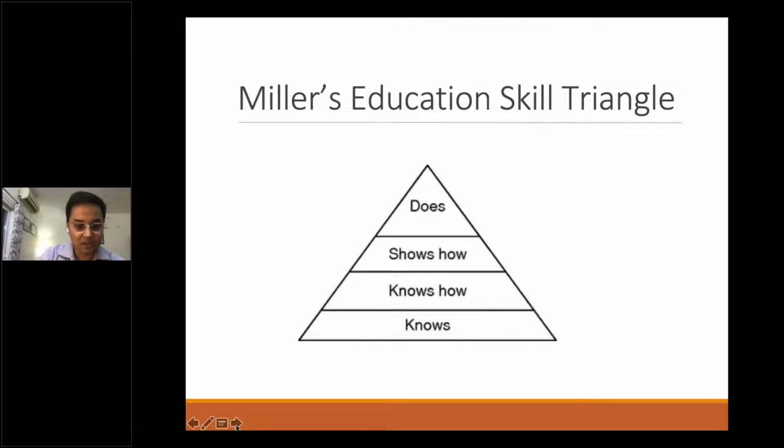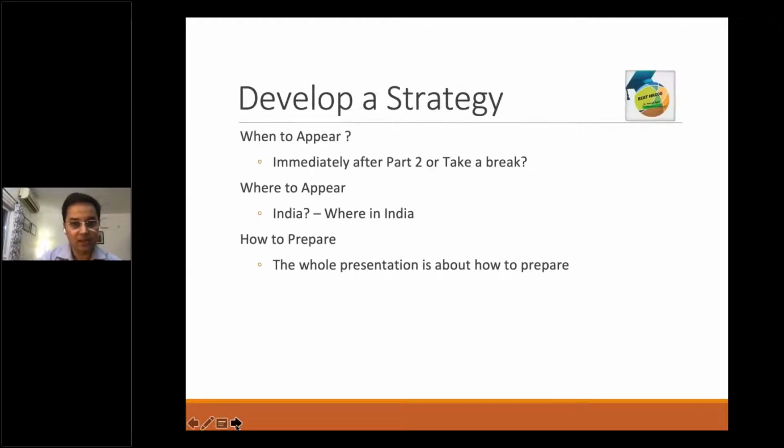So communication is the key to crack this exam. And to crack it in the first go and in a short time, you have to have a strategy. A strategy which doesn't limit itself to how to prepare, where to read from, how to read, how many times to read, how many tasks to do. It should also include when to appear. Should you appear immediately after Part 2, or should you take a break and have more time? I think there are both pros and cons for both approaches.